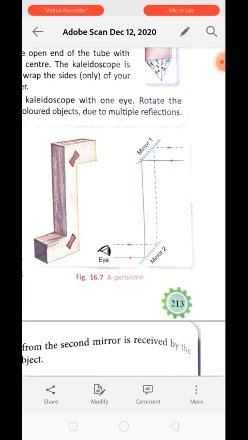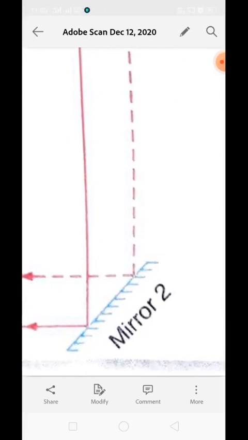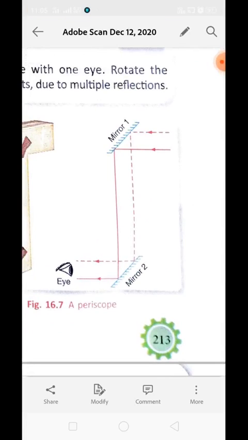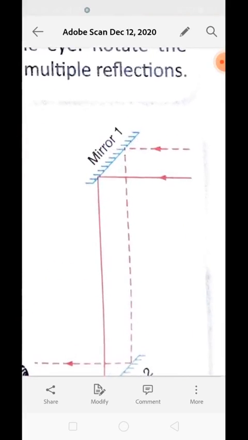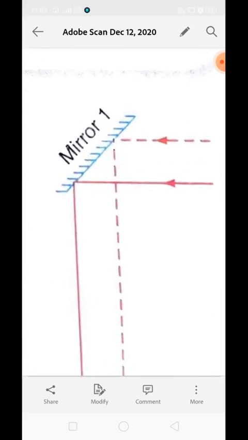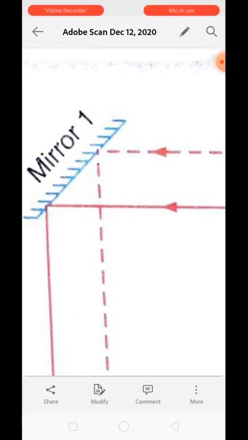The rays of light traveling from the object fall on the first mirror, get reflected on the second mirror, and then fall on the eyes. We have already studied about it. When the light rays fall on a mirror, what will happen? They will get reflected, and the angle of incidence and angle of reflection will be the same. You see over here, what will be the normal for this diagram? It will be perpendicular. The normal ray will be perpendicular to the mirror.